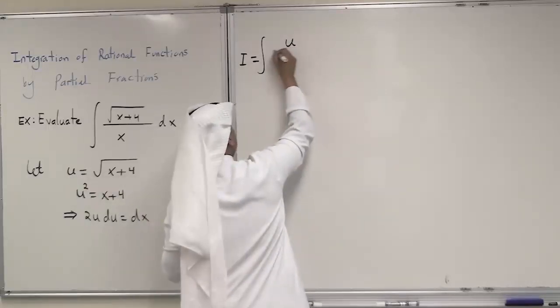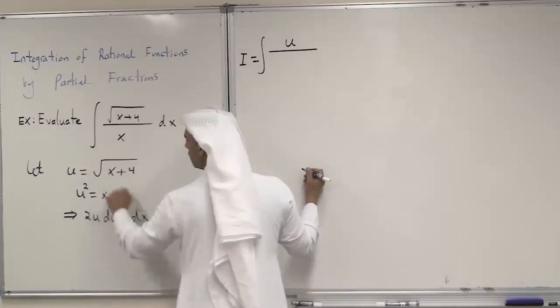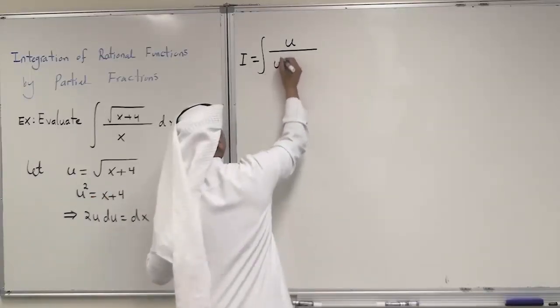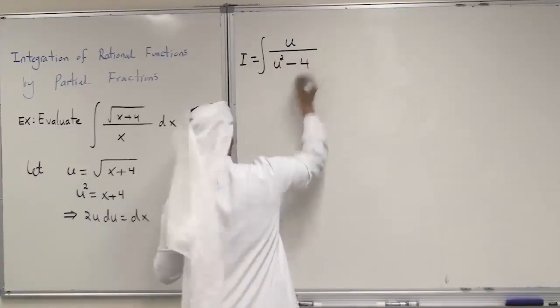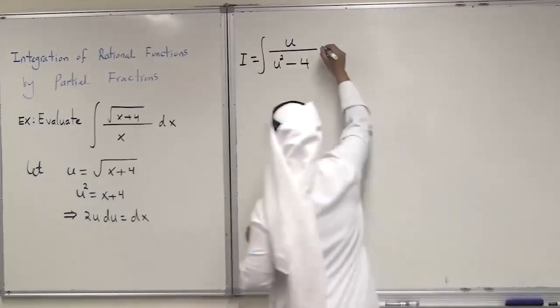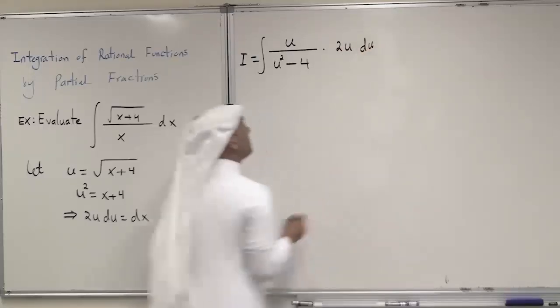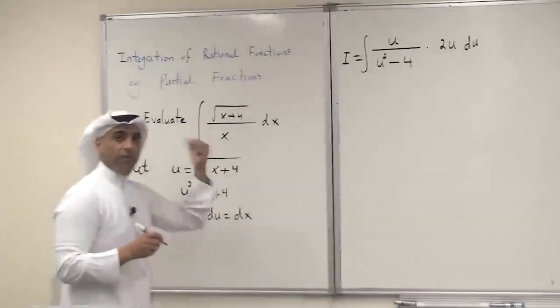So we have here u divided by, now what is x? X is u squared minus 4. So this is u squared minus 4. And what is dx? Dx is multiplied by 2u du. Okay, interesting. Now let us simplify before we integrate.